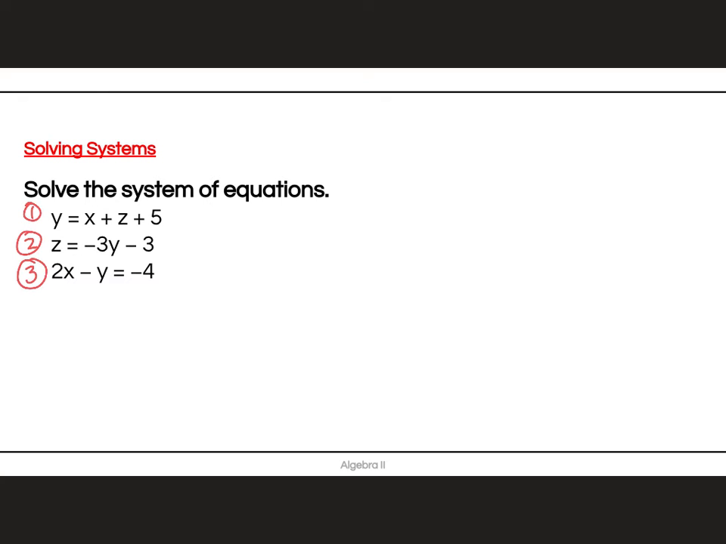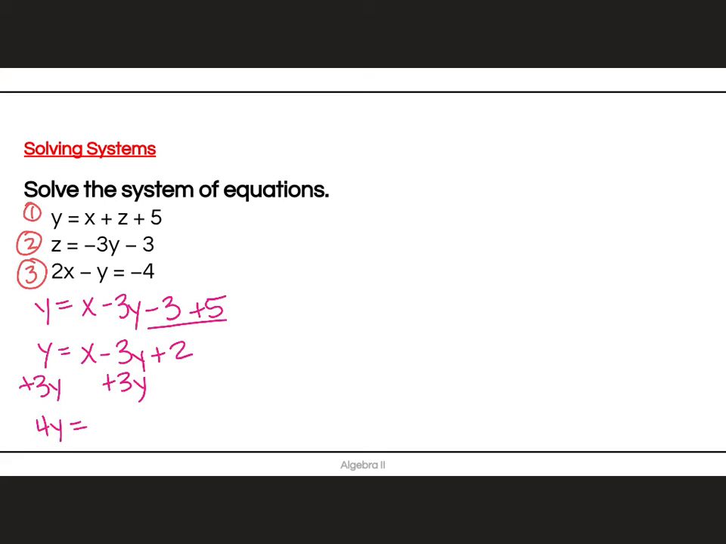So number 1 then would be y is equal to x minus 3y minus 3. So that's z, and then plus 5. So y is equal to x minus 3y plus 2. And then I'm going to add 3y on both sides. So 4y is equal to x plus 2.